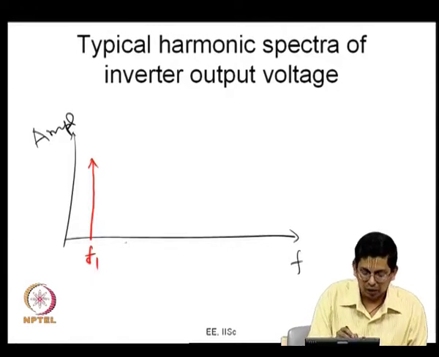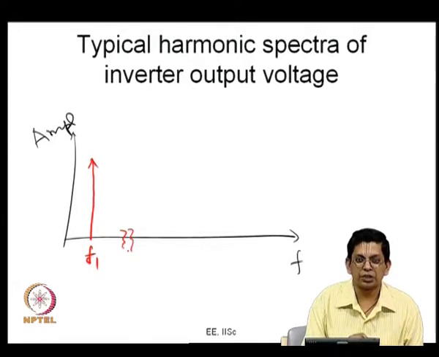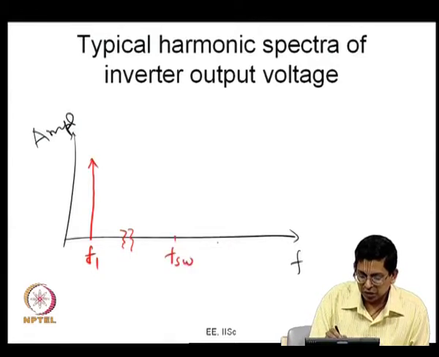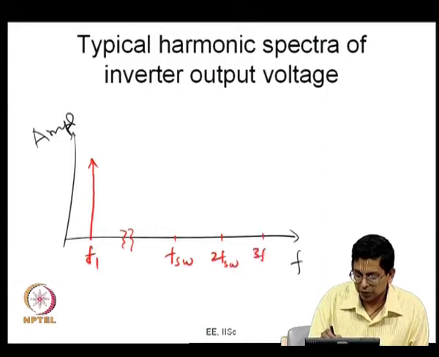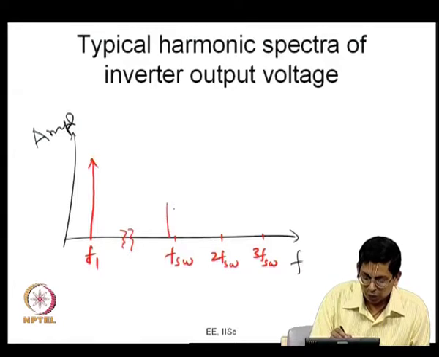Then we are looking at PWM methods where the switching frequencies are much higher than the fundamental frequency. So, we will have the switching frequency here, and then you will have twice the switching frequency and thrice the switching frequency, and so on. So, you will have harmonic components here.